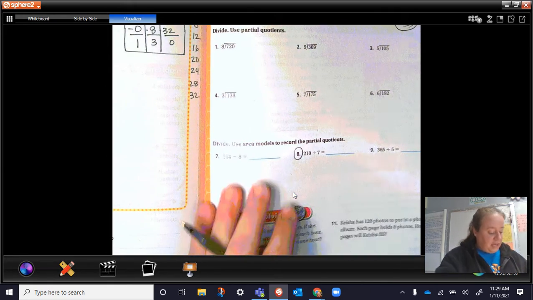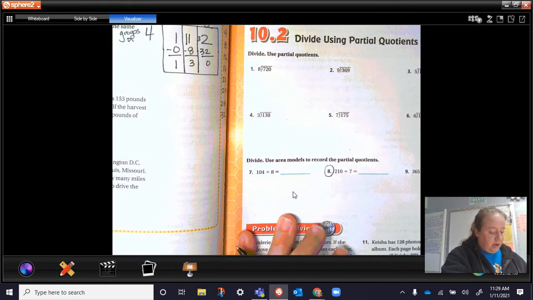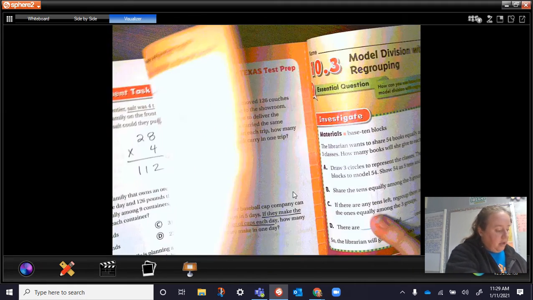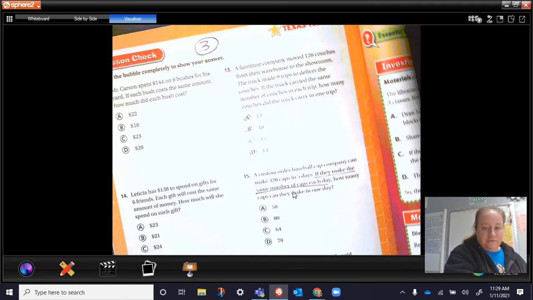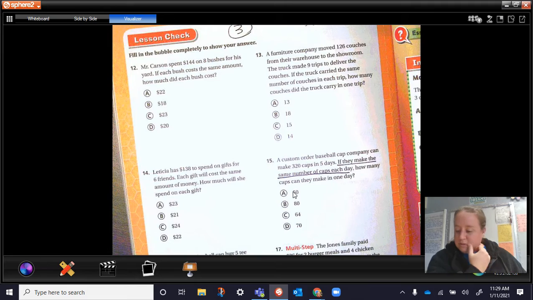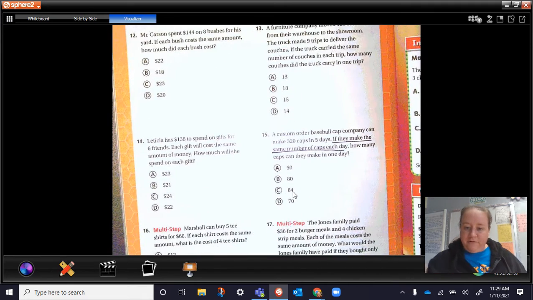Then on the next page, you needed to pick another 3 problems. So you're picking 3 problems from 353 and then 3 problems from 354. All these are word problems, and we did number 15 together.